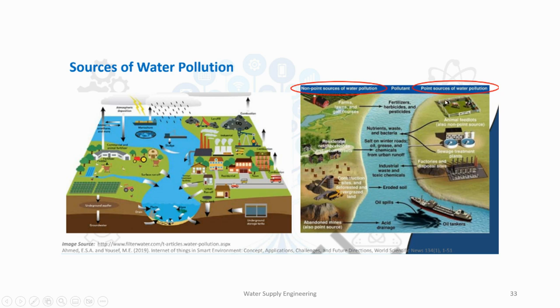Now point sources or point discharges happen usually from animal feeders, also sewage treatment plants, industries, factories, disposal sites, all these form the point source of water pollution, because they are typically generated at a particular source at a particular point and is directly discharged into the water body without proper treatment.